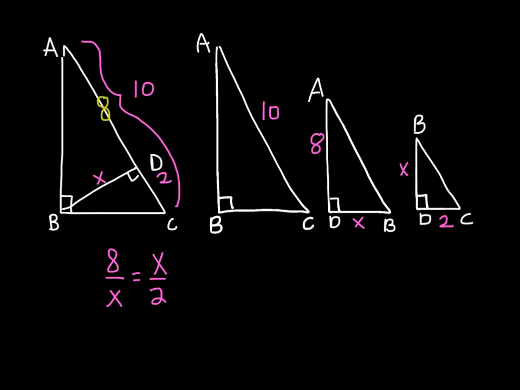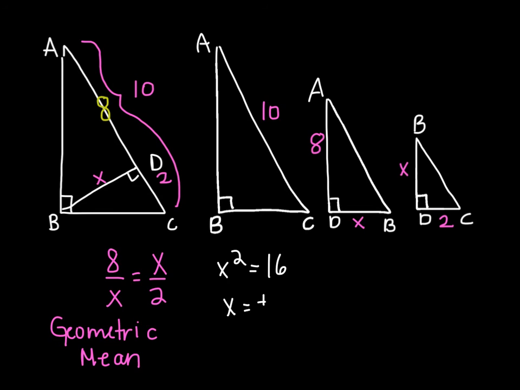This actually is a special proportion, and this is called a geometric mean. We are finding the geometric mean between 8 and 2. And I'm just going to cross multiply, and I get x squared. And I'm going to cross multiply the other way, and I get equals 16. If I take a square root here, I'm going to get plus and minus 4. So I have a plus 4, and I have a minus 4.